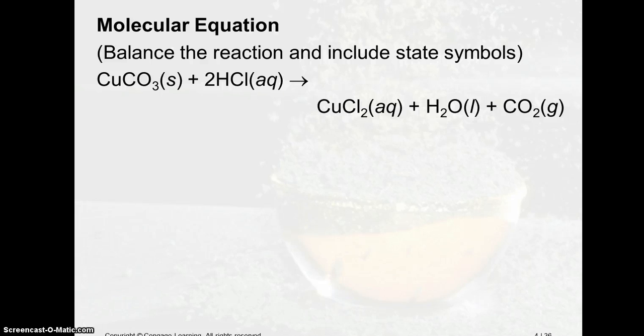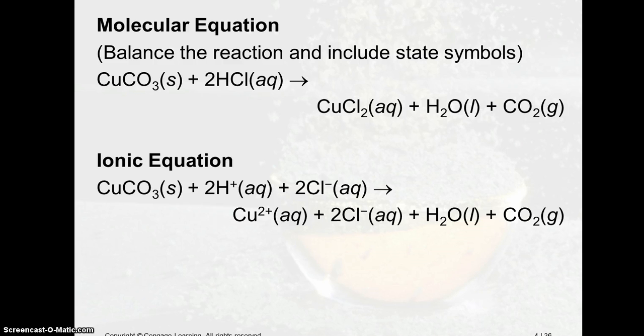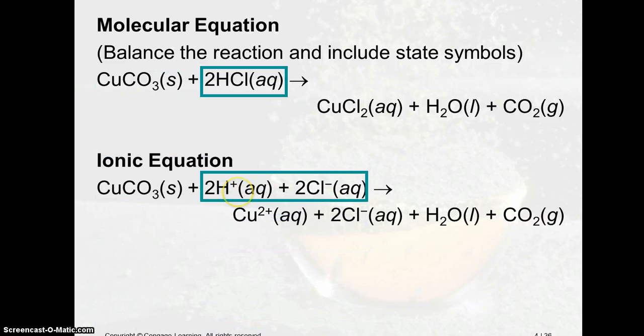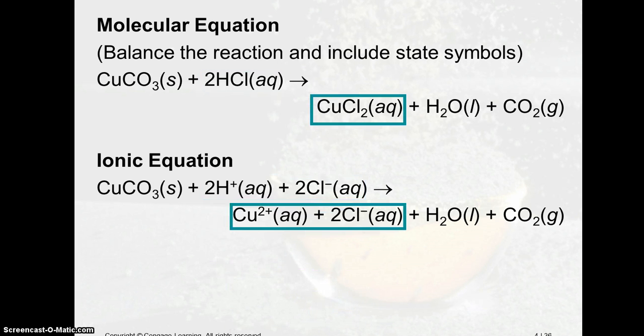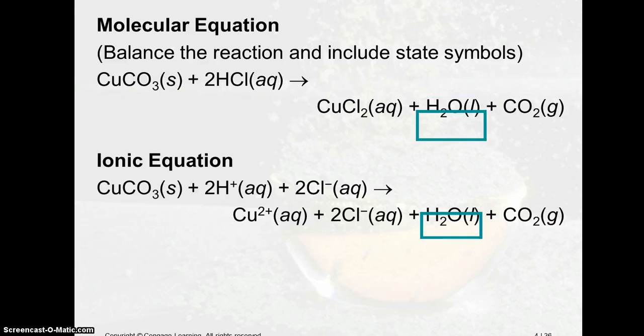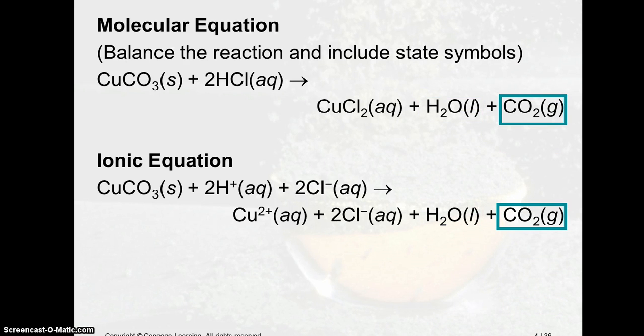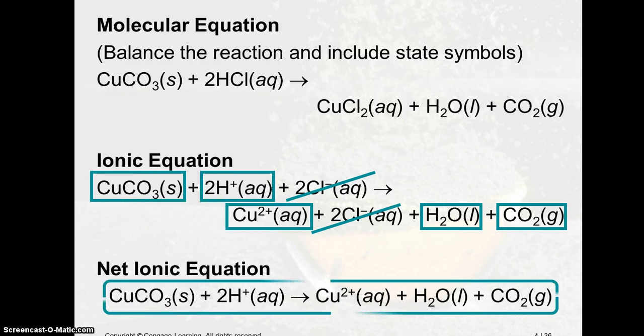So if you write your molecular equation, this one's not too awfully bad. You see that your solid stays intact. Hydrochloric acid is a strong acid, so it breaks apart. Copper chloride is aqueous, so it breaks apart. And then your water and your carbon dioxide stay intact because they are pure substances. And you look, and the only terms you can really cancel out are your chloride terms. So your net ionic equation may look a little different than you might anticipate.